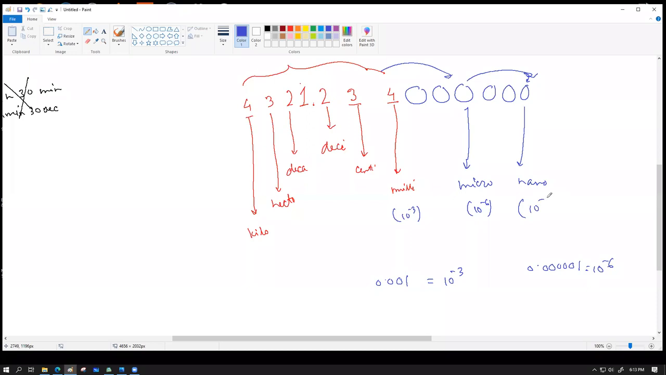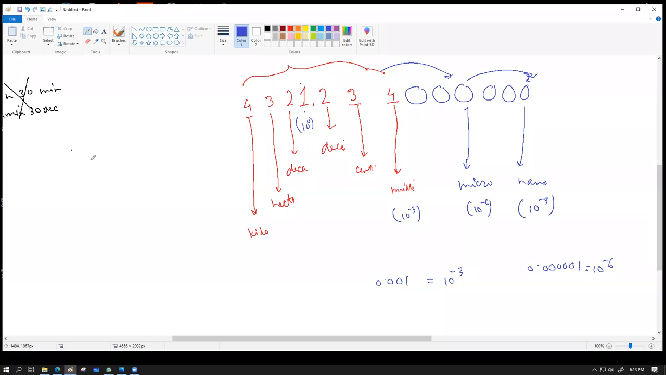Nano has a power of 10 to the power minus 9. You see, have a look. If I wrote in terms of 10 power, this is going to be 10 to the power 0. Do you see it? Anything to the power 0 gives you what? 1. Anything to the power 0 gives you 1. Awesome.